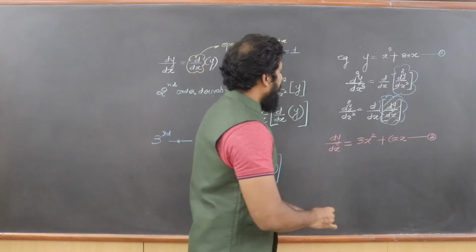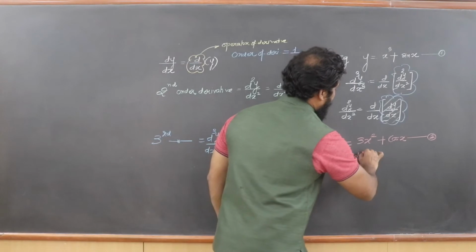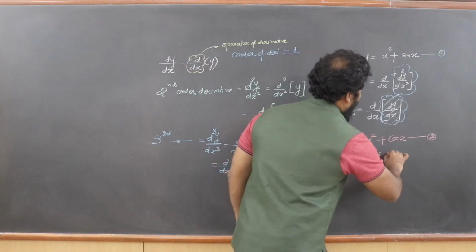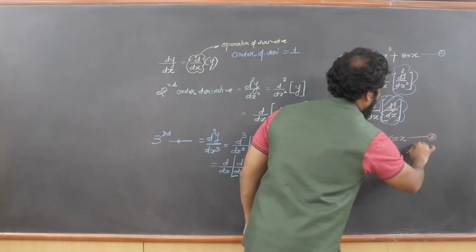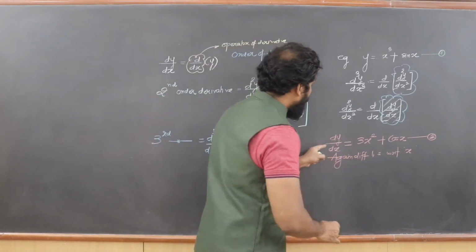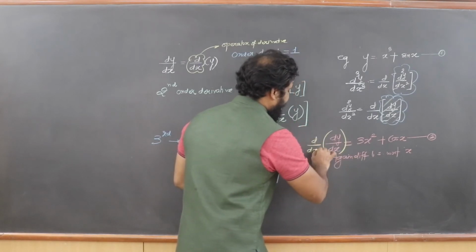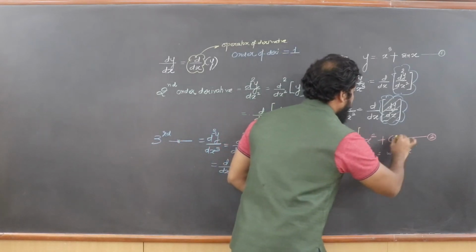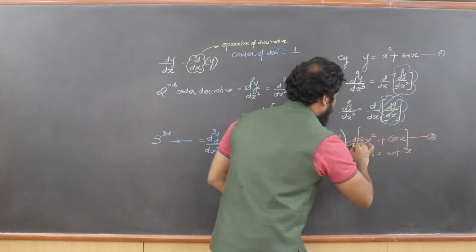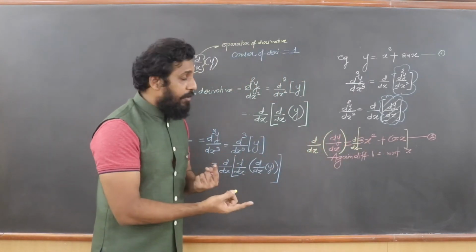So again, if I differentiate both sides with respect to x, let's differentiate one more time with respect to x. Now if I differentiate both sides, what will happen on the left side? You will get d by dx, isn't it? What will happen on the right side? Again you will get d by dx over here. Getting or not? So you are going to differentiate both sides again with respect to x.